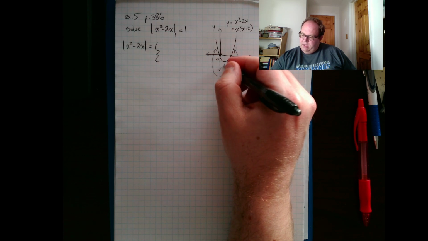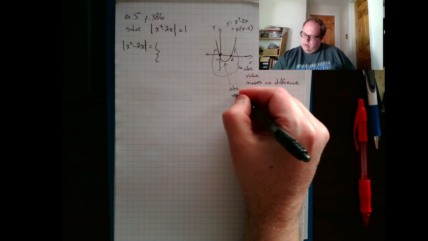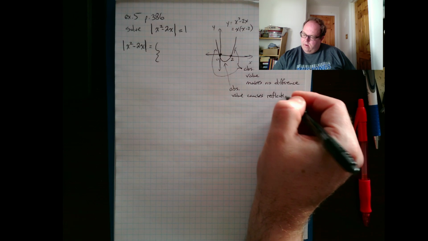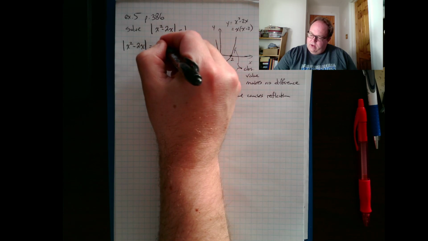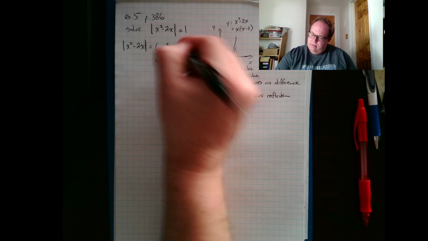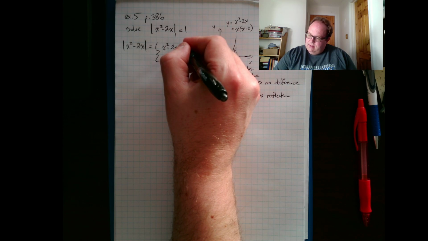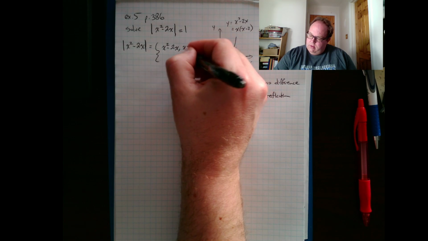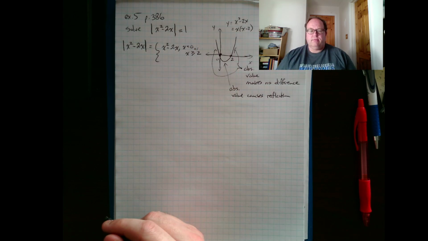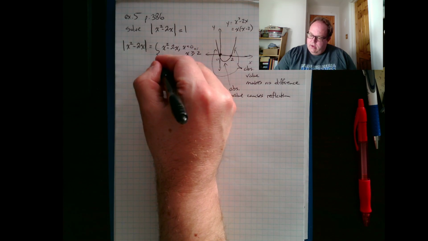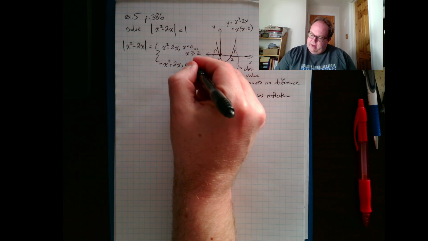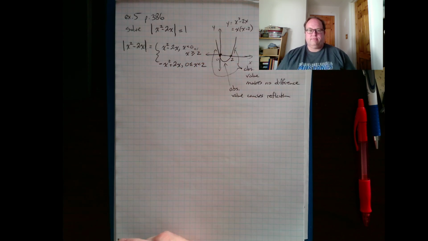For y values between 0 and 2, the absolute value causes reflection. So my quadratic is unchanged when x is less than 0 or greater than 2. And it causes a reflection for x values between 0 and 2. And that leads me to my two things to solve.